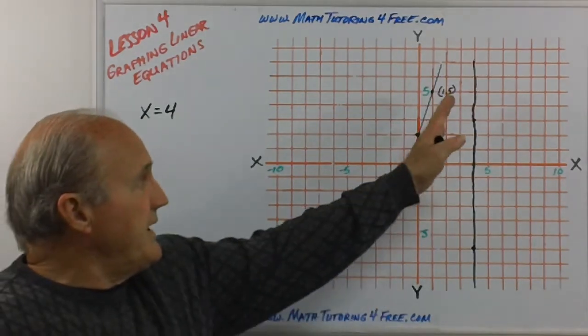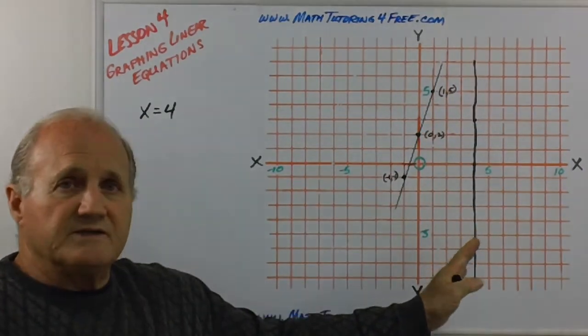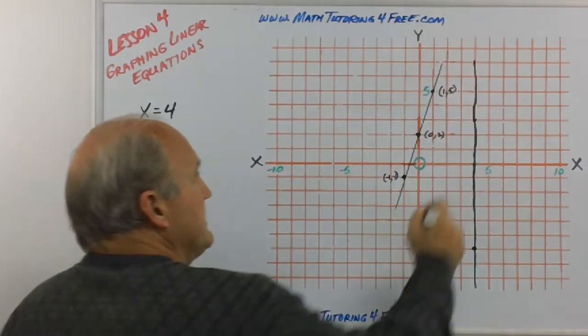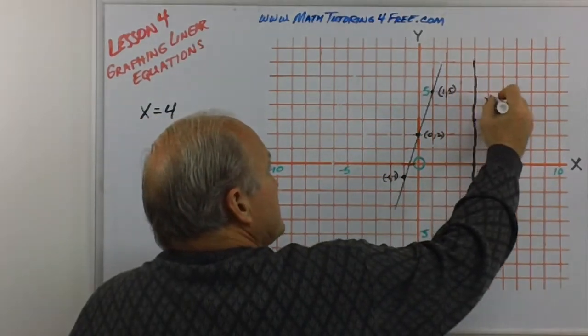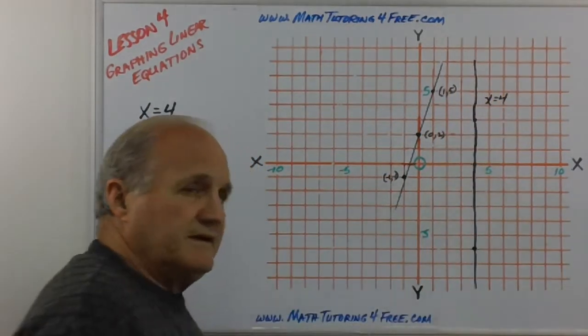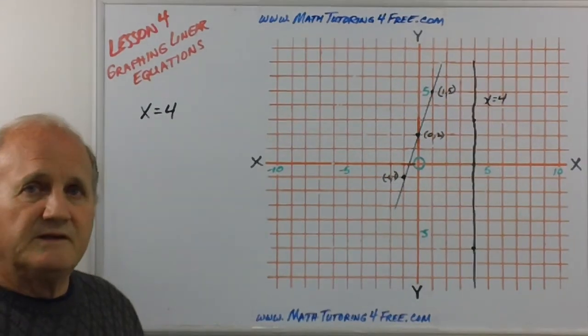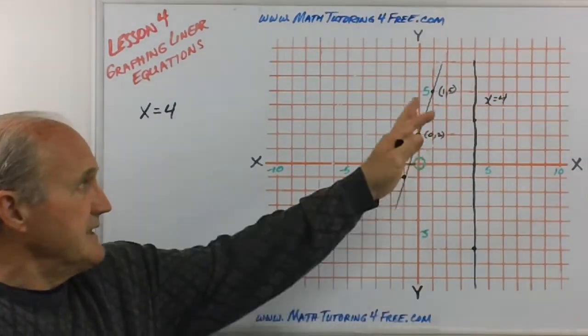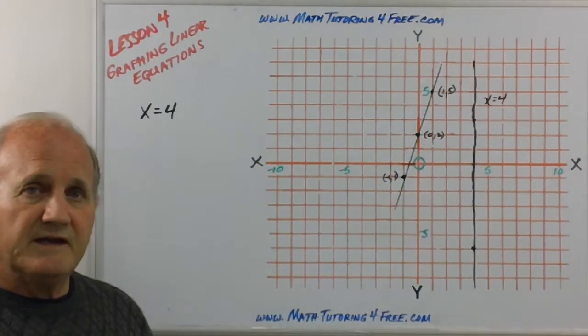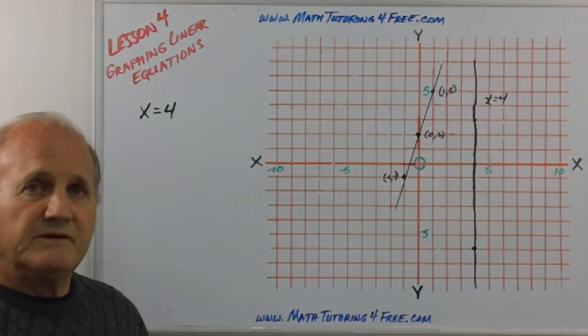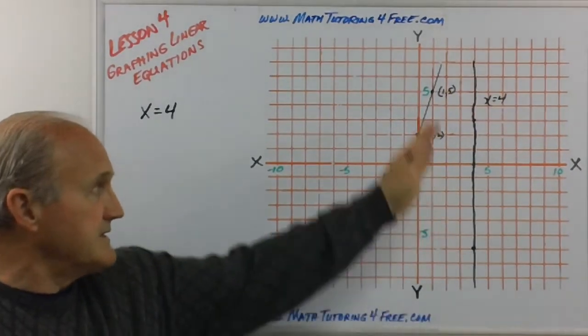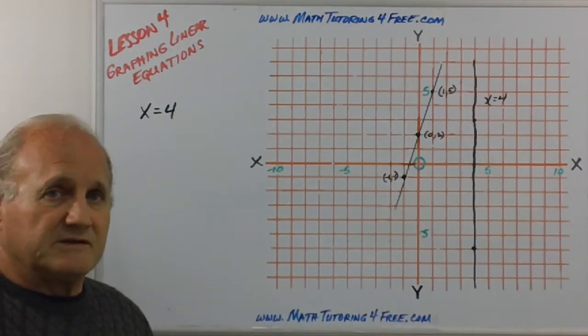Well, what we end up having here, then, is a vertical line. So x is equal to 4, a valid first degree equation, and in this case it is a vertical line with no y value; the x value is a constant. Let's look at a different one.